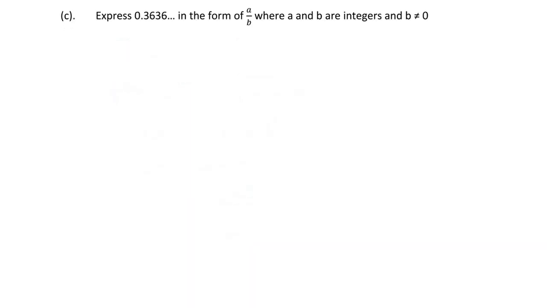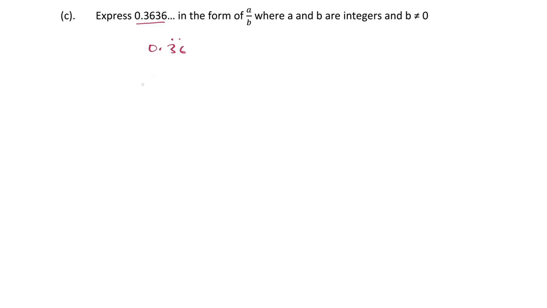For part C, express 0.3636 and so on in the form of A over B, where A and B are integers and B is not equal to 0. Okay, so this is the repeating decimal problem. We know that repeating decimals are the ones that go on and on and on. Meaning we can write 0.3636 as 0.36 with dots, meaning 3 and 6 repeat without ending.